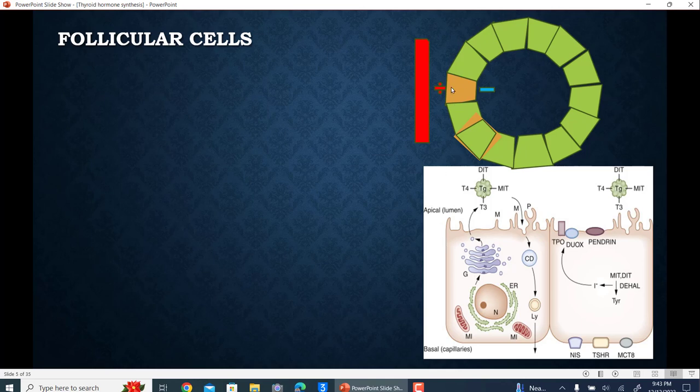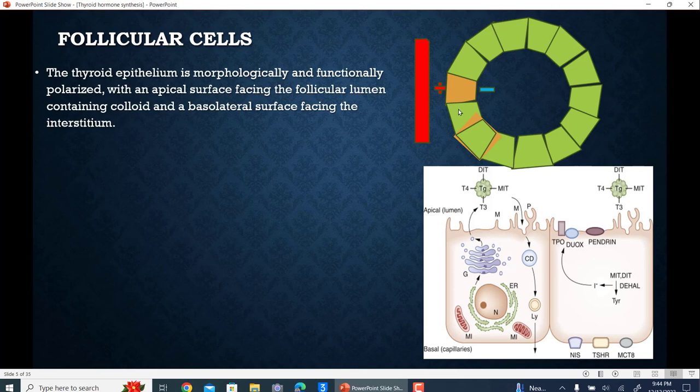Follicular cells. The thyroid epithelium is morphologically and functionally polarized, with an apical surface facing the follicular lumen containing colloid and a basolateral surface facing the interstitium. This is a thyroid follicle. It is polarized. The basolateral surface contains positive charge. The apical or lumen surface contains negative charge, and it also has lateral surfaces.